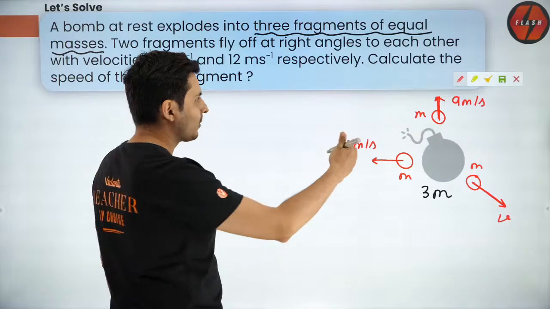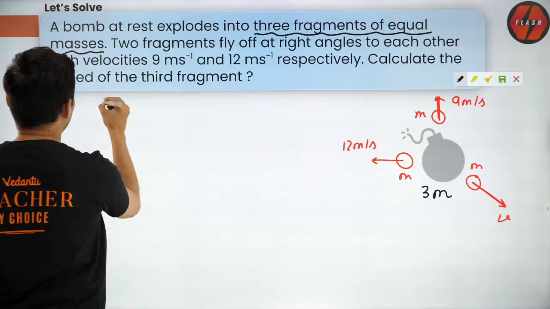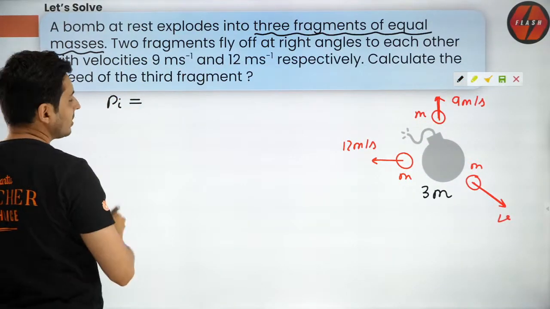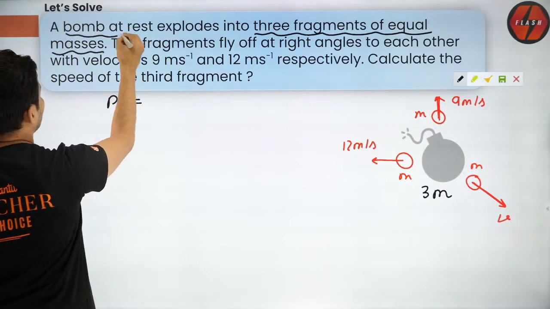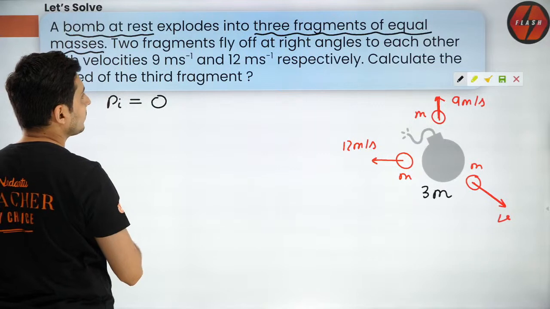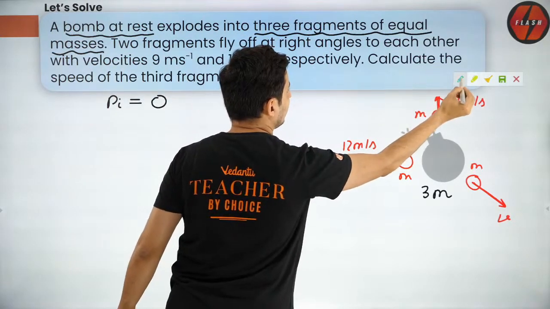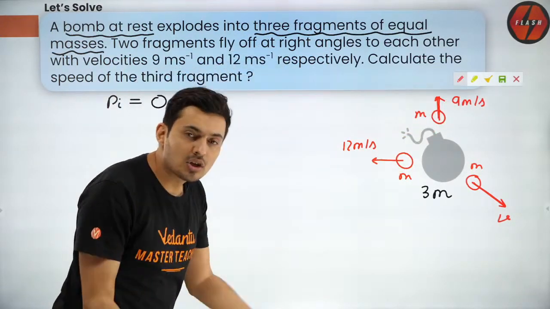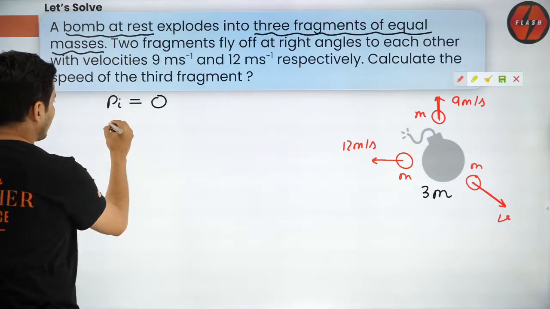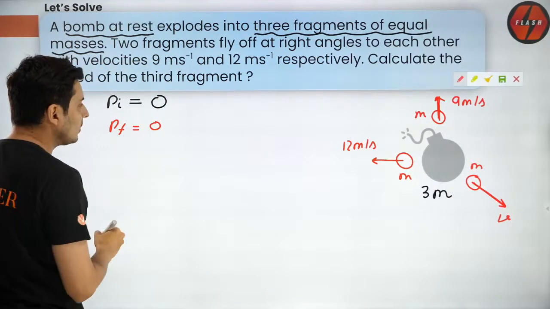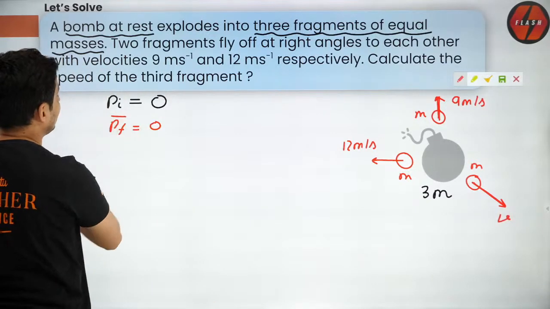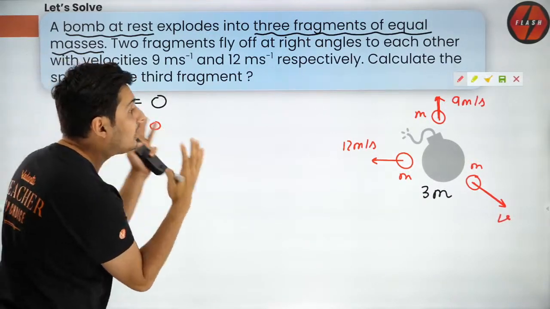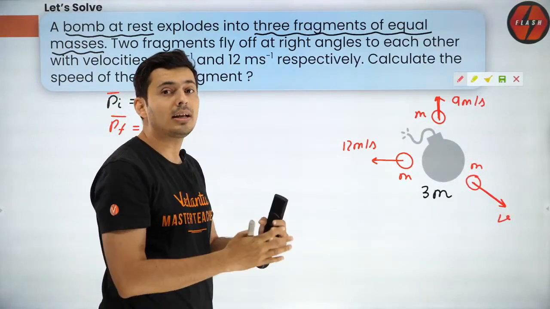Very good. Now, think about it. What was the initial momentum? Well, the bomb was at rest. A bomb at rest. It's clearly given. That means it is 0. So, what should be the final momentum? That should also be 0. So, the final momentum is also 0. But, one second. This is a vector. Understand. The final momentum added vectorially will be 0.